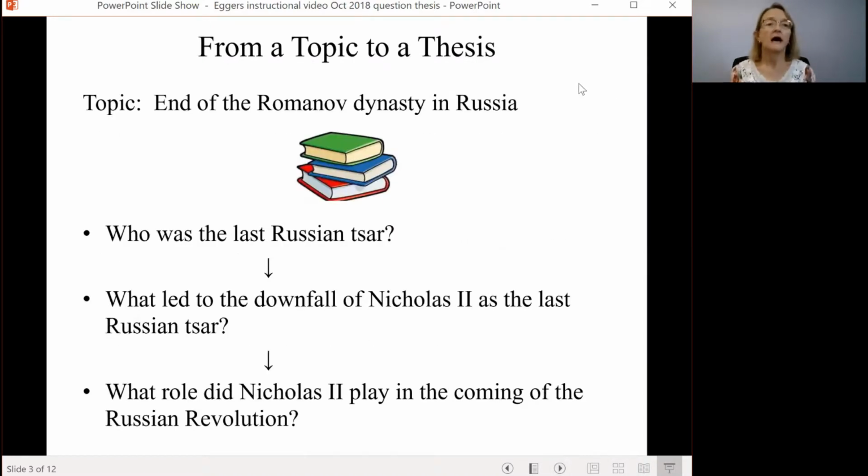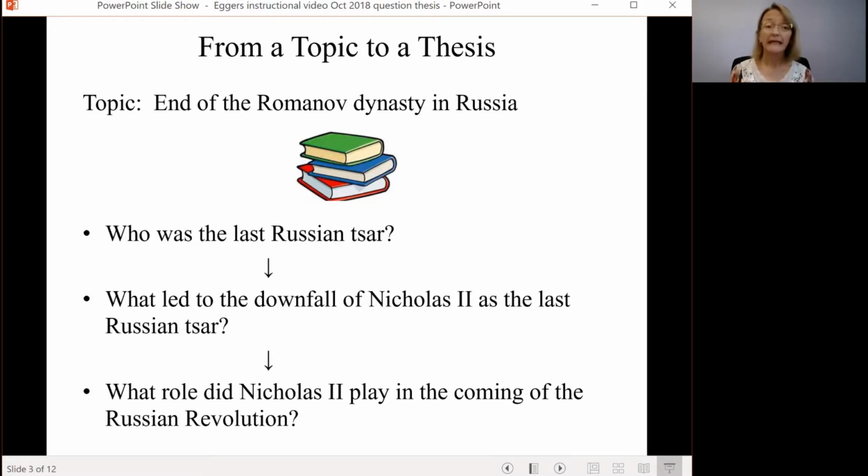So let's say that I am interested in learning more about the end of the Romanov dynasty in Russia. So that's my topic. As I begin my reading, you see all of the books there on the slide. One of my first questions might be, who was the last Russian Tsar? And that's a good place to start, but that's not enough for a history research paper. That would simply lead you, at the very minimum, to an answer of Nicholas II, or it might lead you to describe his life and tell all of the facts that you have discovered about Nicholas II. But you need, again, to take that further.